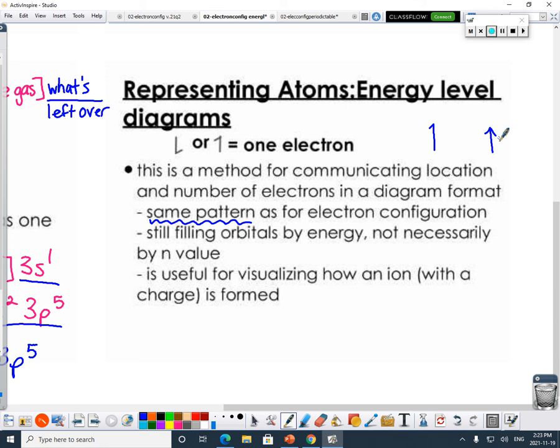You're trying to show and follow the spin rule. One spins up, the other spins down. Does it really matter which is which? No. There are 2 electrons maximum in an orbital, right? So one up, one down. That's all you need. My pen does the up first and the down second, but it doesn't really matter. One's up, one's down, okay?